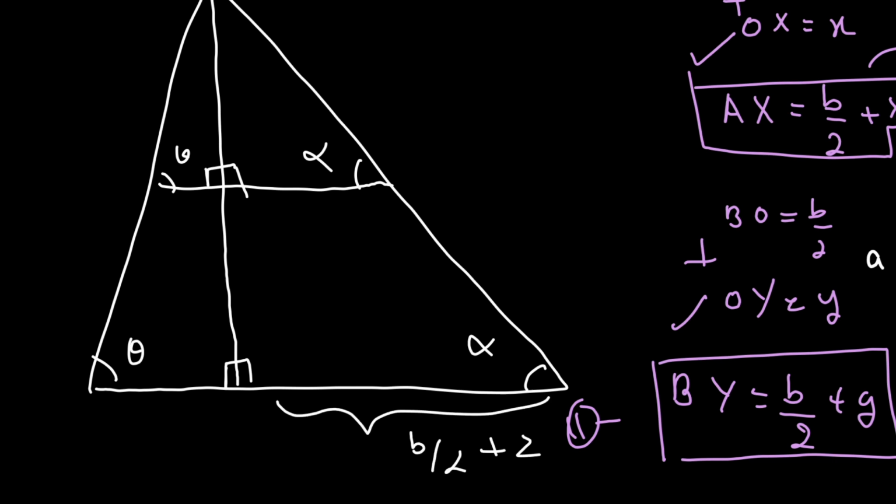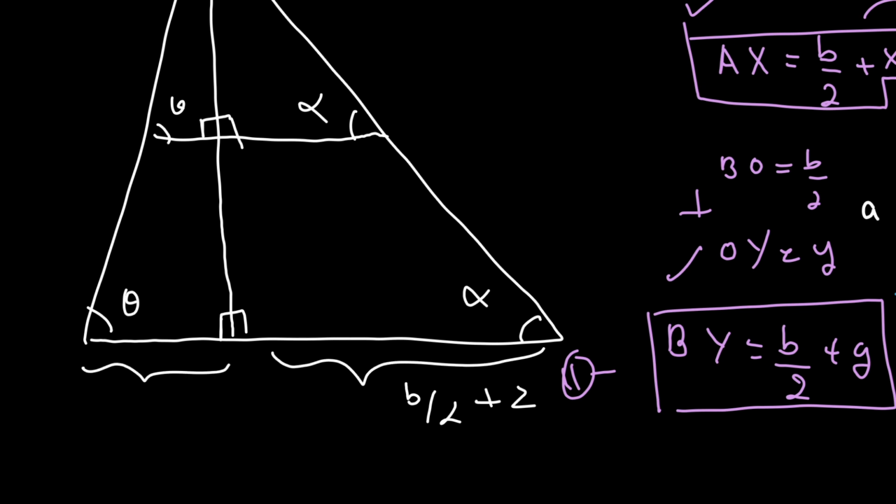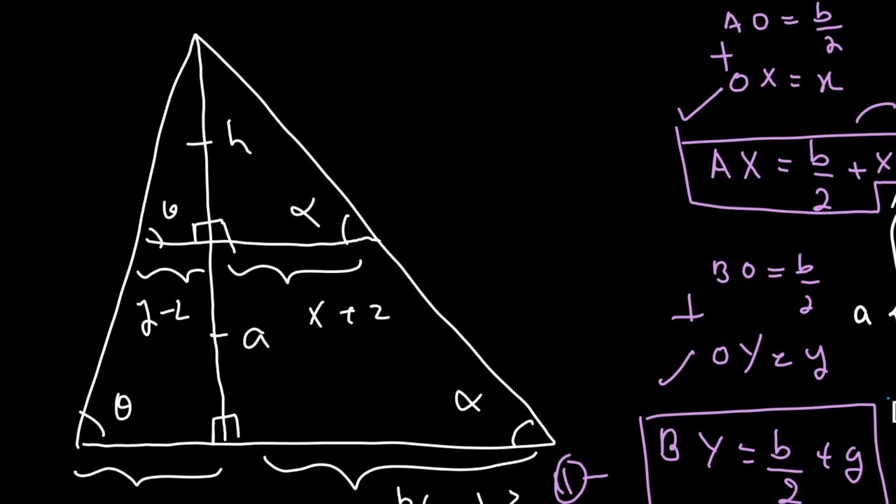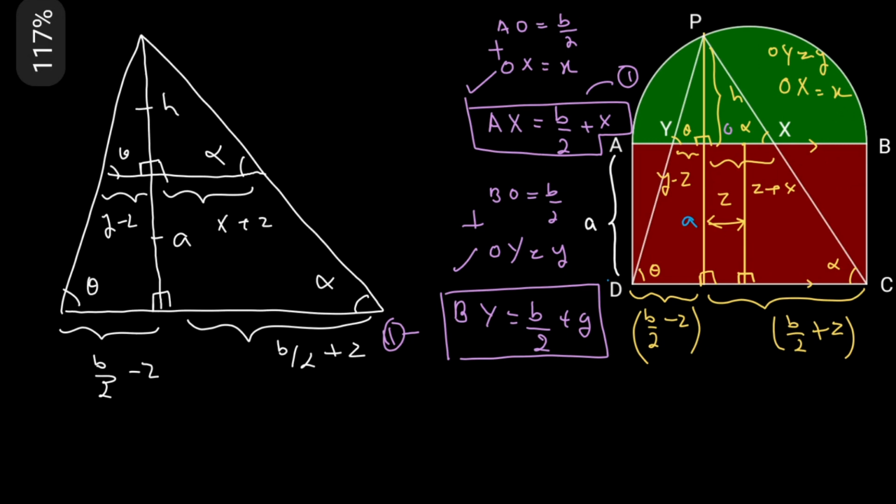I will just show you the original diagram. The length from here to here we have got as b upon 2 minus z. This length we have got as x plus z. This length we have got as y minus z. The length from here to here we have taken as equal to h, and the length from this point to this point we have got as a variable small a. Now just cross check with this original triangle. The triangle we have taken is PDC. Here is the triangle in the diagram.